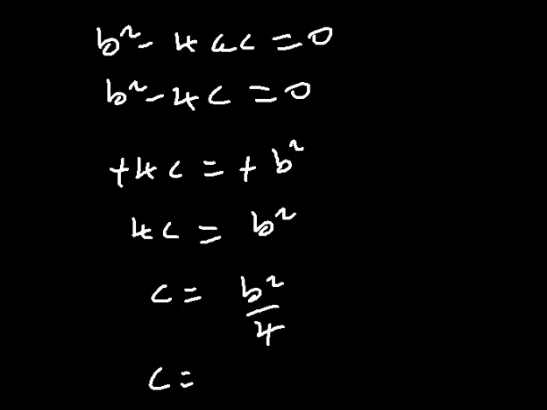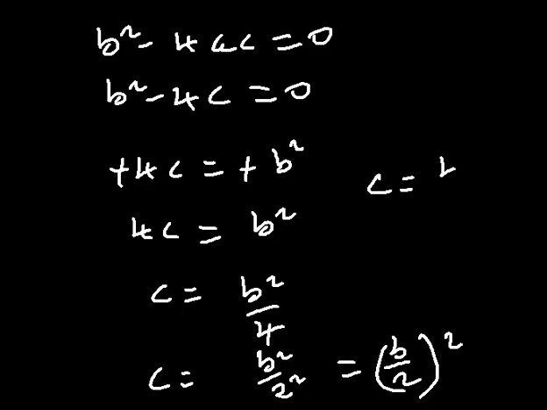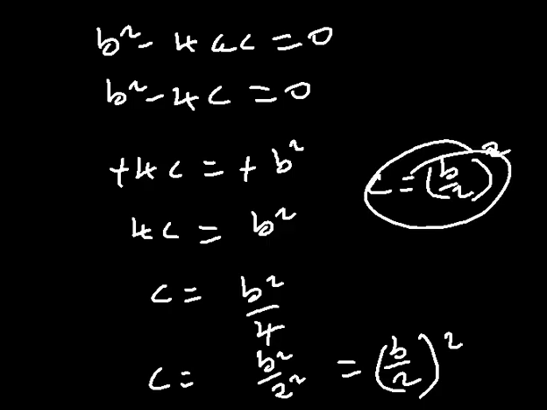And now you can see this 4 is a perfect square. It can be expressed as b squared over 2 to the power 2, which is the same as b over 2 to the power 2. Now c is given as b over 2 to the power 2. And basically, this is the formula for the discriminant.